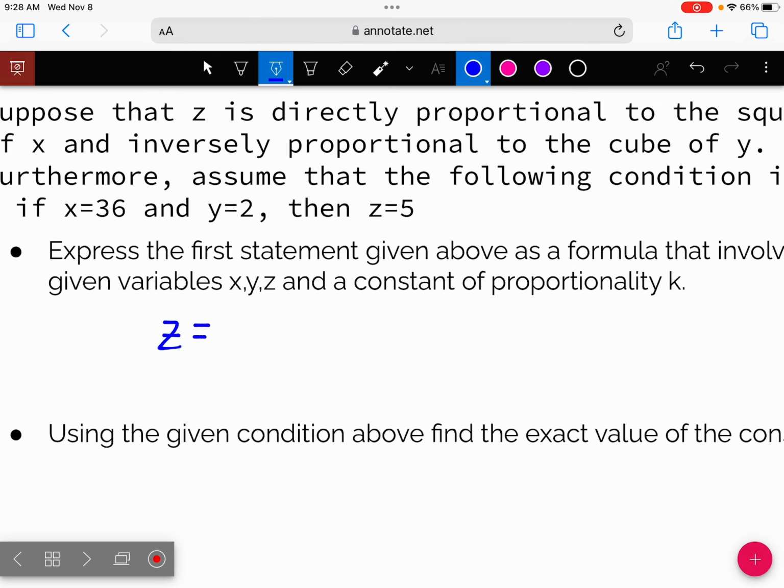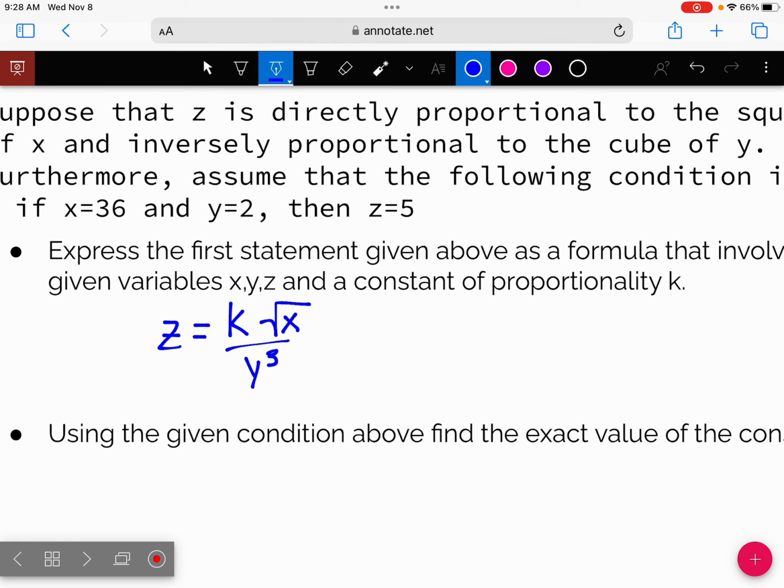Z equals k times the square root of x, inversely proportional to the cube of y. Over y cubed. Exactly right.